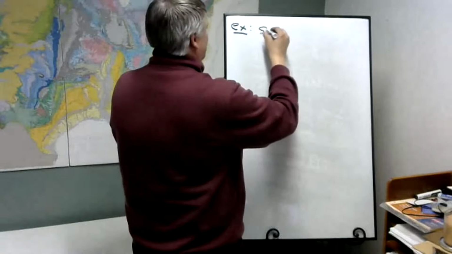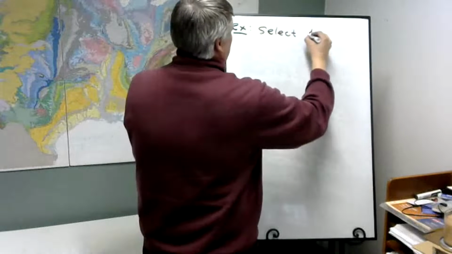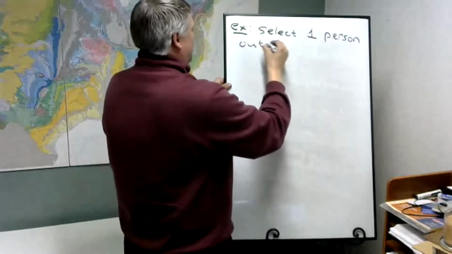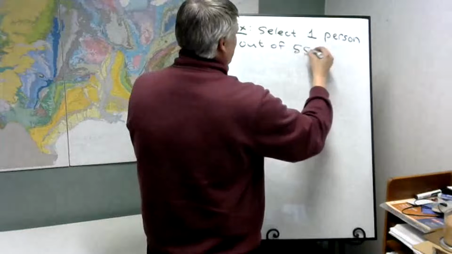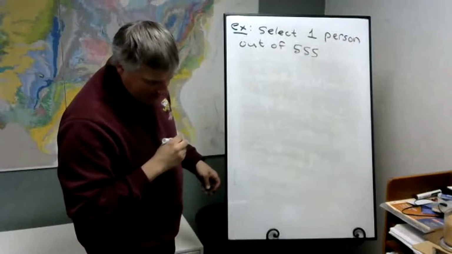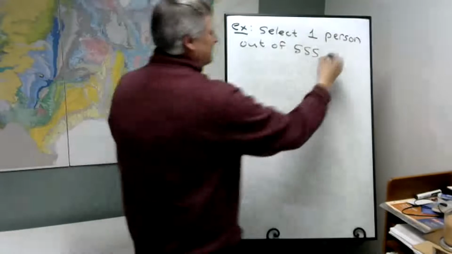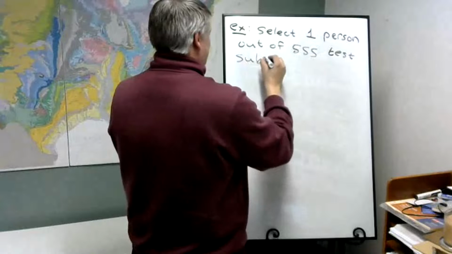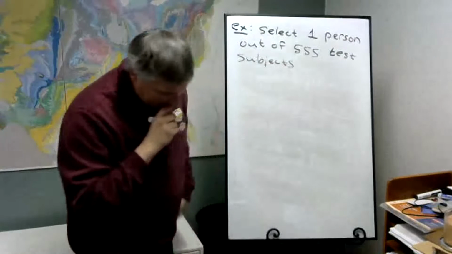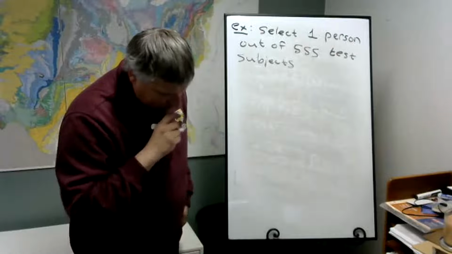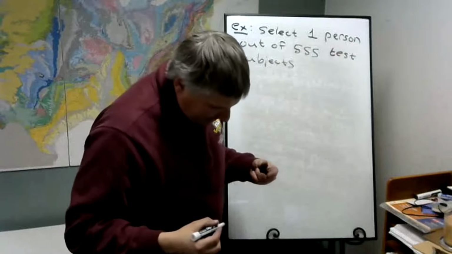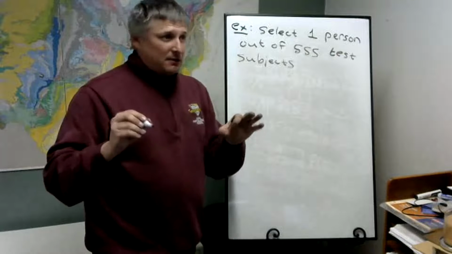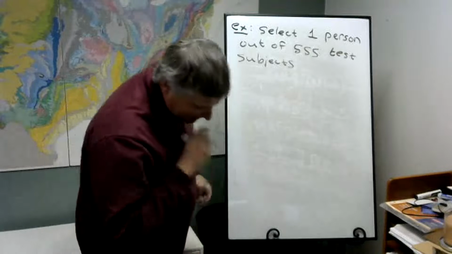So we're going to select one person out of 555. And these are 555 test subjects. And what we're going to do is we want to figure out the probability that you will get a positive drug test given that you say you smoke some marijuana.